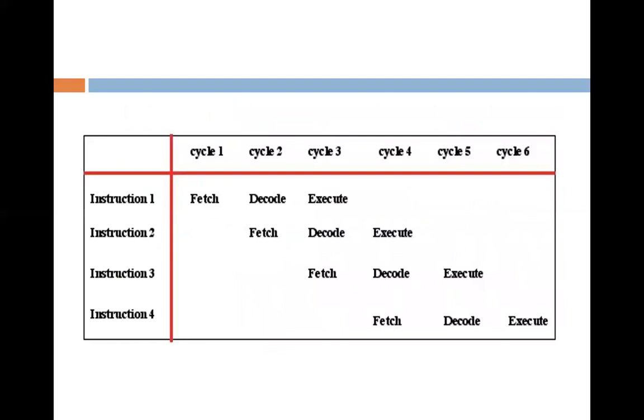As shown in the figure, when our first instruction is fetched from the memory, then in the second cycle, when our first instruction is decoded, at that time our second instruction is fetched. During cycle 3, our first instruction is executed, our second one is decoded, and our third one is fetched. So in this duration, you can observe that all three instruction operations are going in parallel.